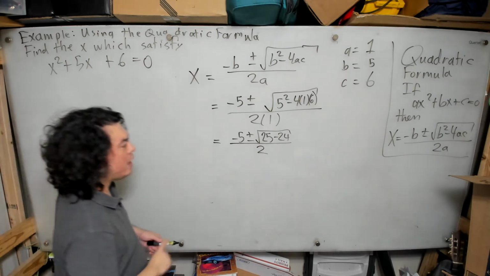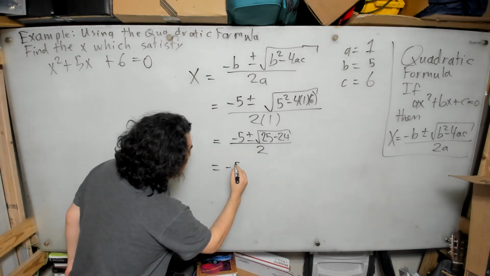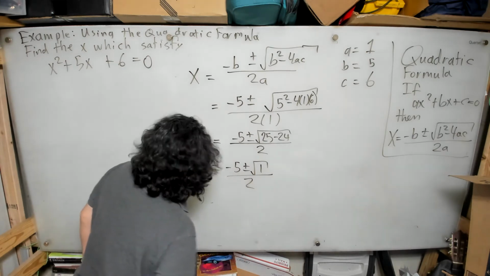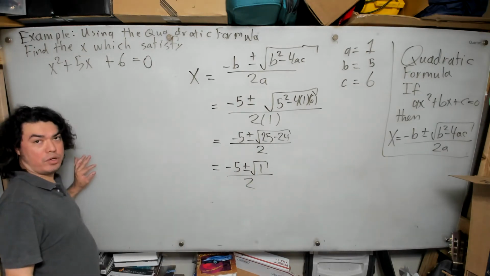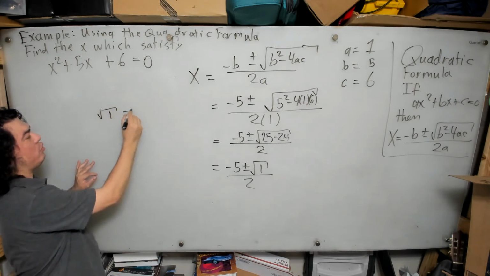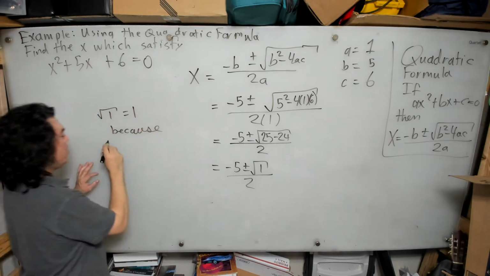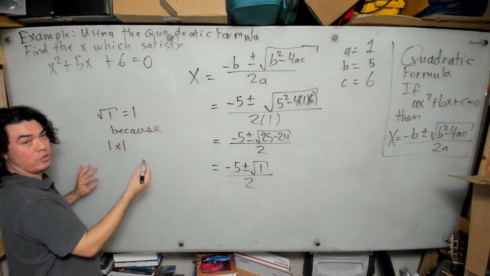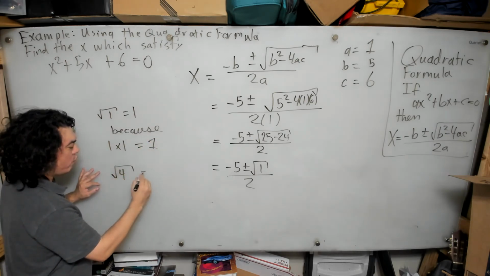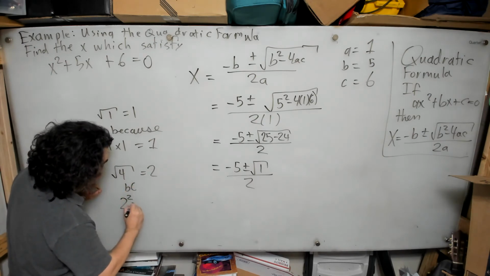Now, as you all may realize, 25 minus 24 is 1, and so this becomes -5 plus or minus the square root of 1 over 2. Now I ask myself, what is the square root of 1? The square root of 1 is 1, right? Because 1 times 1, or in other words 1 squared, is equal to 1. Just as, for example, the square root of 4 is 2 because 2 squared is equal to 4.